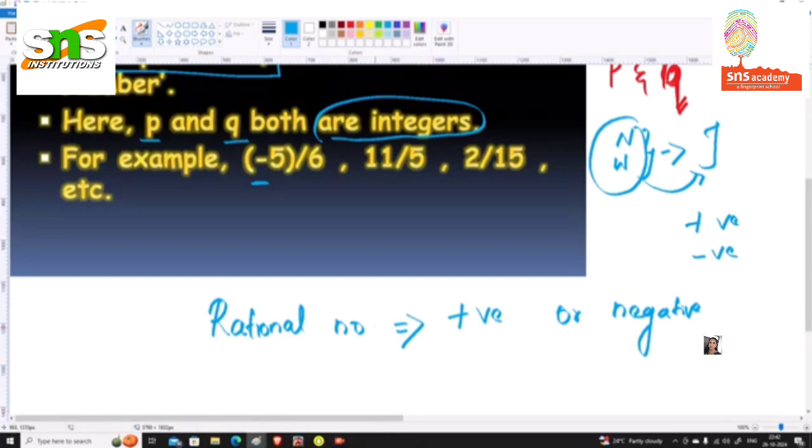So in the next class we will see the continuation of the introduction of rational number. I hope you have understood.